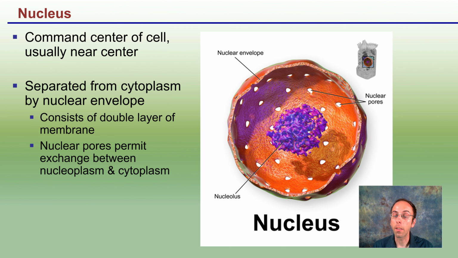center of the cell, and it's separated from the cytoplasm by a nuclear envelope. It consists of a double-layer membrane. The nuclear pores permit the exchange between the nucleoplasm, which is the interior, and the cytoplasm, which is located on the exterior of the nucleus.